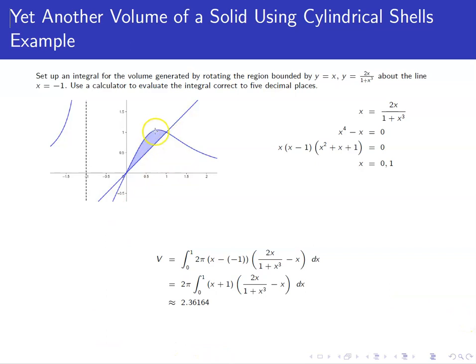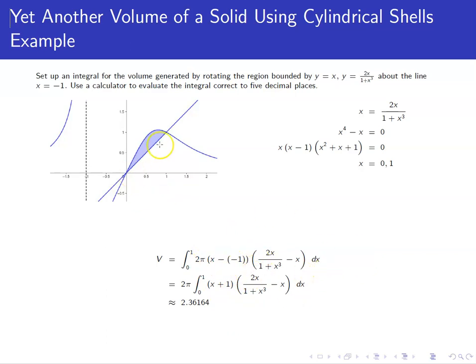Radius is always going to be the distance from the slice to the axis. Our slice is at an x coordinate of x, because it changes depending on where we are in the interval. It goes from x to -1, so x minus -1 is the radius. All right. So that's our radius, and this is our height.